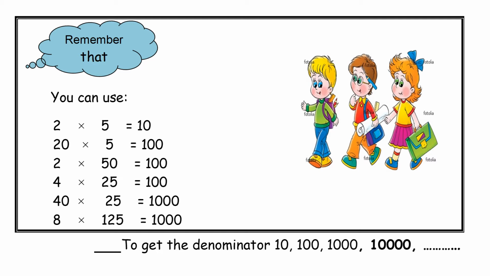Like what friends? Like 2 and 5. If I multiply 2 by 5, I will get 10. If I multiply 20 by 5, you will get 100. We say that 20 and 5 are friends. 2 multiplied by 50 equals 100. 4 multiplied by 25 equals 100. 40 multiplied by 25 equals 1000. And the last one, 8 multiplied by 125 equals 1000. And again, we use these friends when we want to get the denominator 10, 100, 1000, 10,000, and so on.